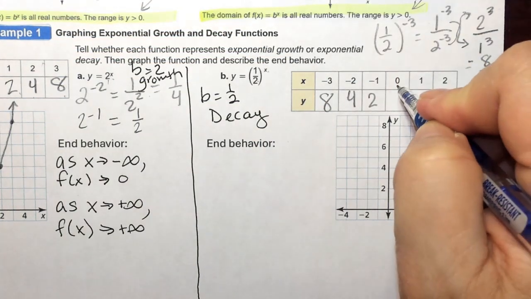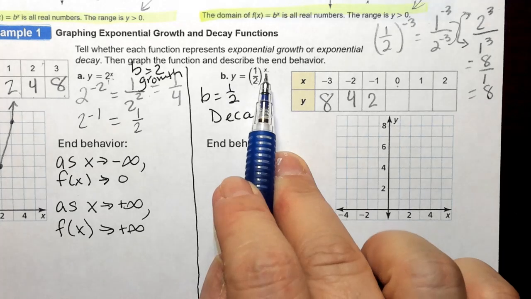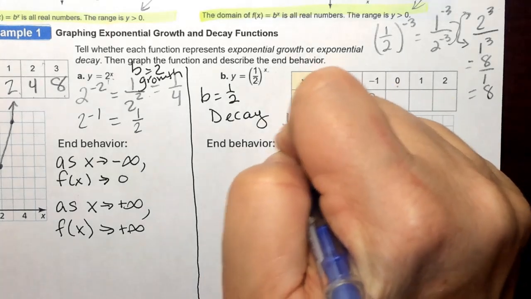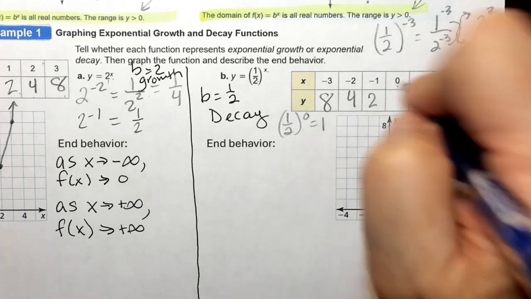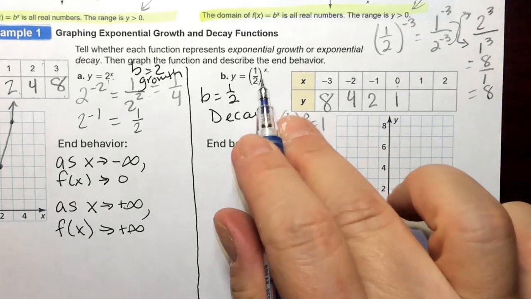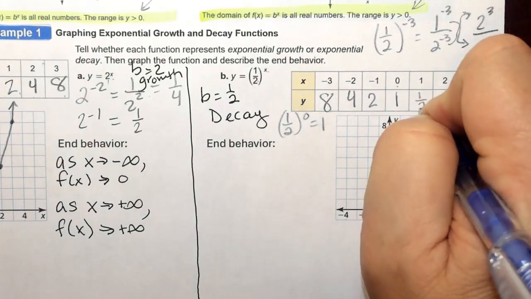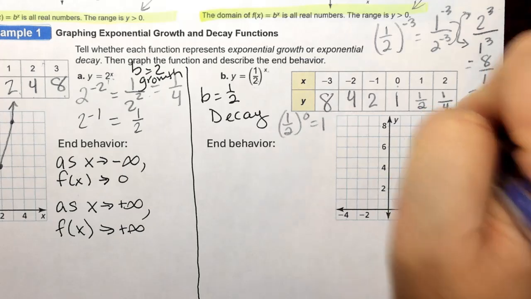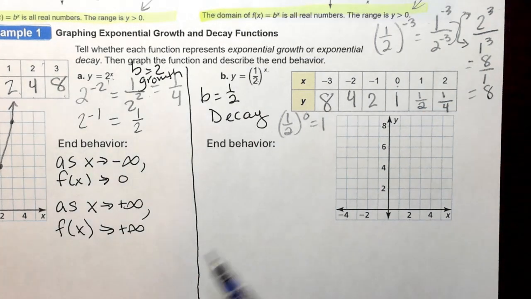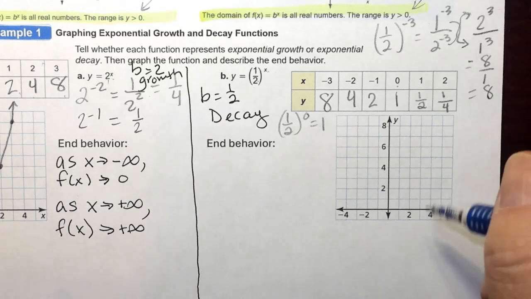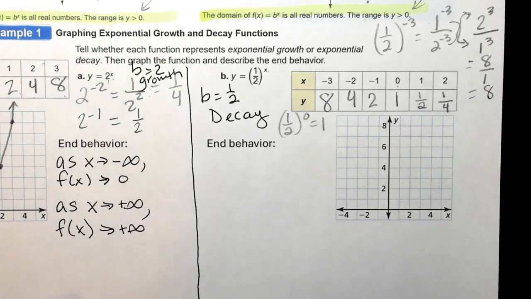And again, if you plug in 0 for any exponent, it equals 1 every time. So 1/2 to the 0 power equals 1. And then if we put in a 1 there, we would get 1/2. And if we put in a 2, we would get 1/4. So notice these are kind of inverses as far as the graph goes. So now we're going to plot our points and draw our graph. So take a moment, you can pause and do that.